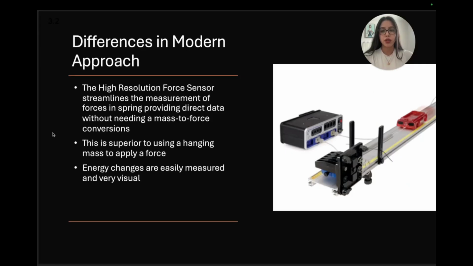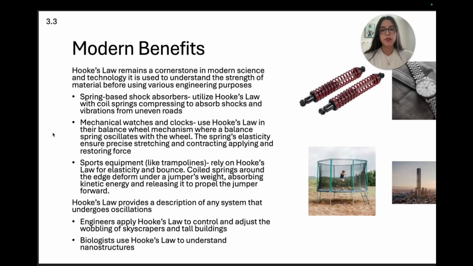The high-resolution force sensor streamlines the measurement of forces in the spring, providing direct data without needing mass to force conversions. This appears to be using a hanging mass to apply force. Energy changes are easily measured and very visual. Hooke's law remains a cornerstone in modern science and technology.